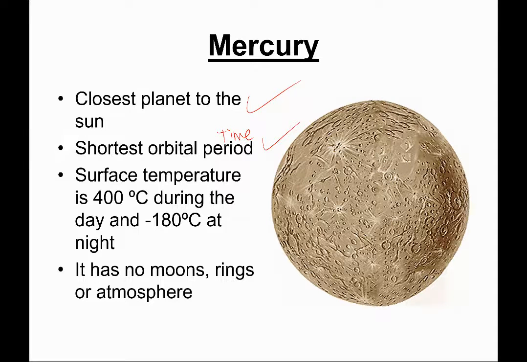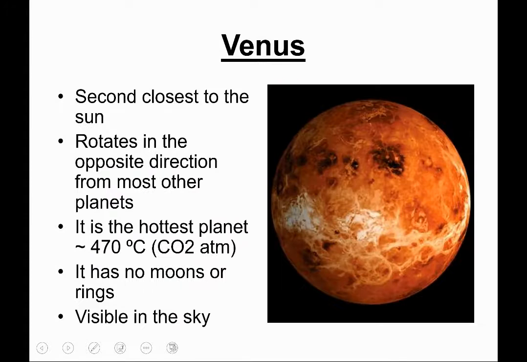The surface temperature can be 400 degrees Celsius during the day, but negative 180 degrees Celsius at night. So it gets up to a high temperature in the sun, but as soon as that sun goes away, then it gets extremely cold. And that's because it has no atmosphere whatsoever. No moons, no rings, no atmosphere. The atmosphere on Earth is what keeps it warm, keeps that heat in there at night. Otherwise, we'd be dealing with the same thing.